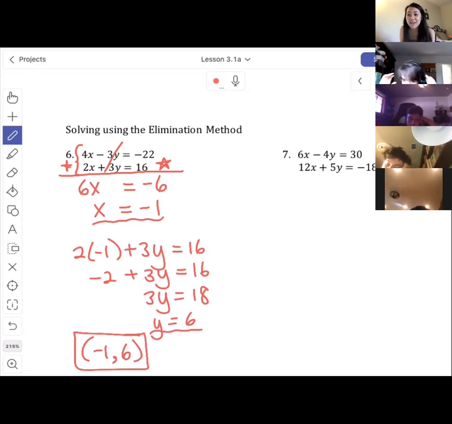All right, and that is my answer. And again, remember, plug those numbers back into the equations just to double check, okay? And you can guarantee 100% if you do that.